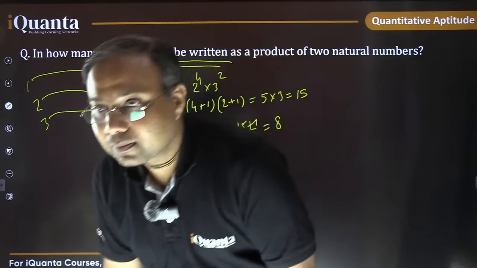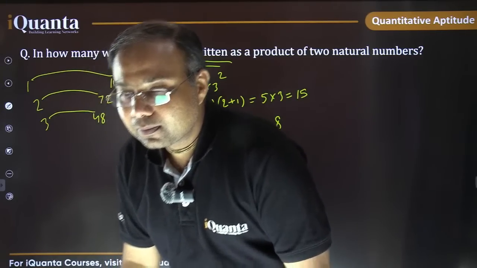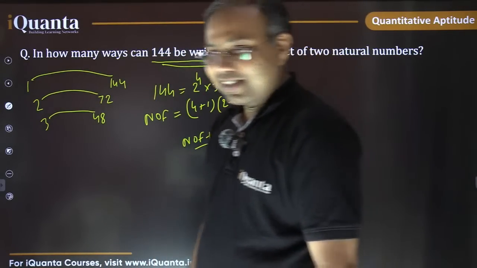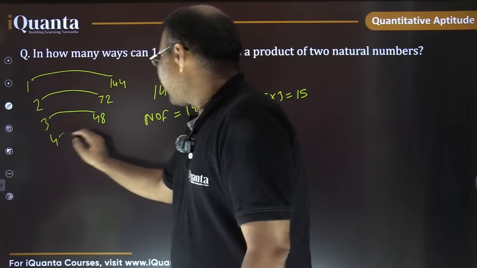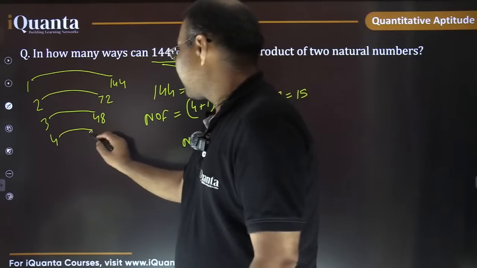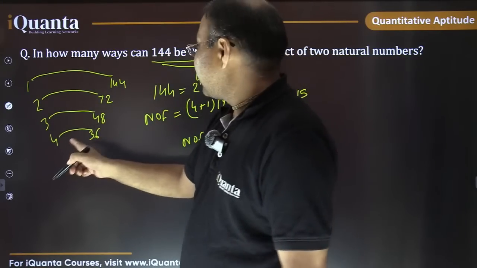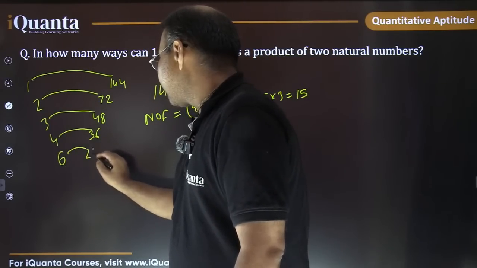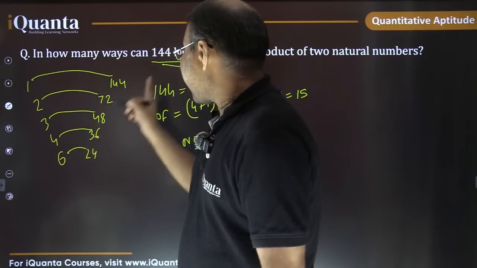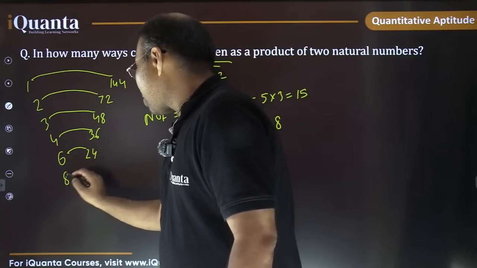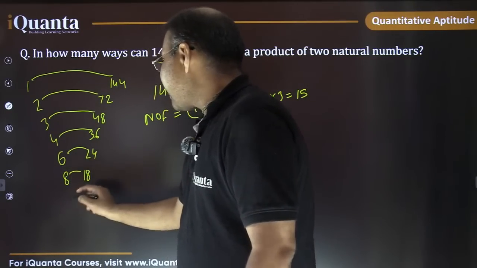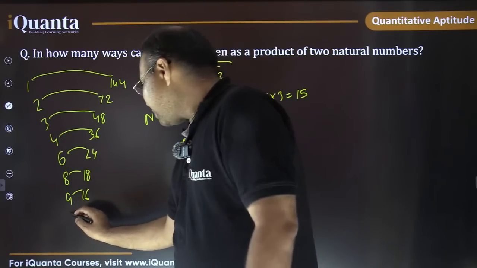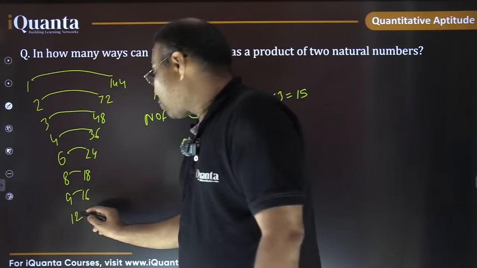Rish, you can get that material if you are not having it. So after that, 4 and correspondingly what will it be? 36. Next pair, 5 is not a factor. Is 6 a factor? Yes. So what will be the corresponding for 6? 24. What next? 7 is not a factor, but 8 is a factor. So for 8, correspondingly it is 18. Then 9 is a factor? Yes. So corresponding to 9 it is 16. What next? 12, and for 12, correspondingly it is 12 only.